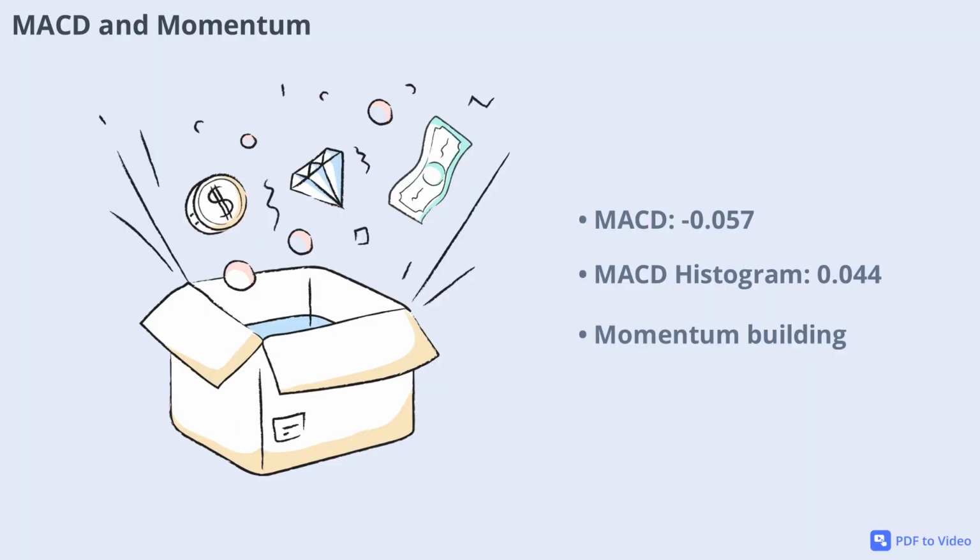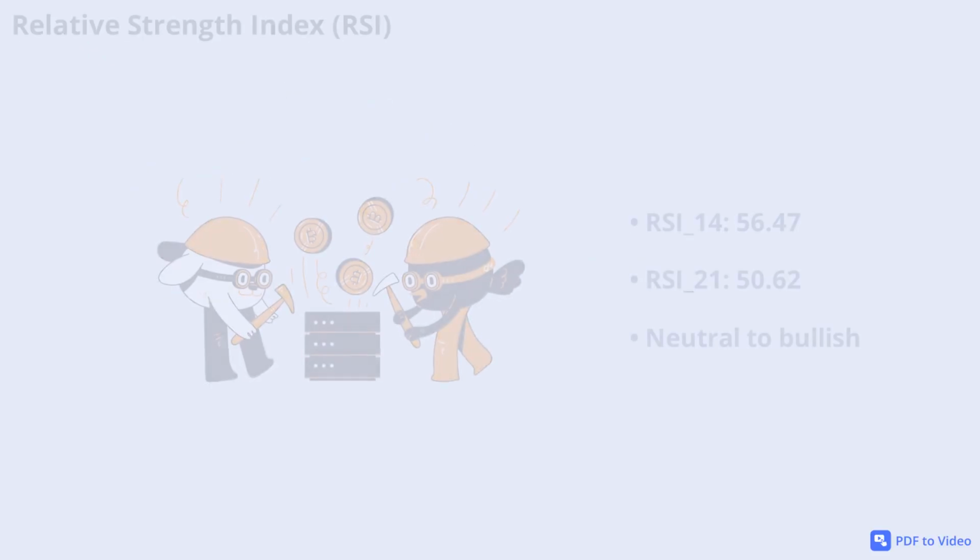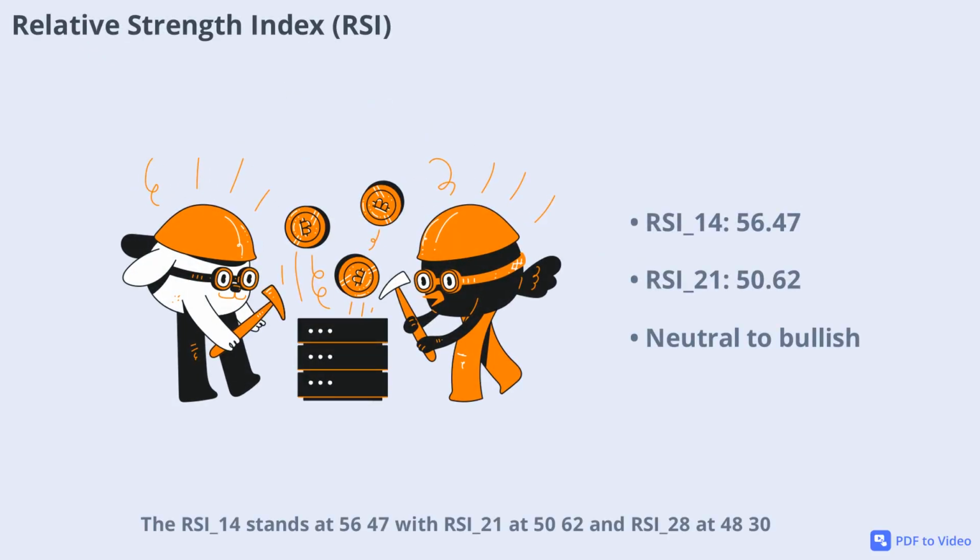Momentum indicators like ROC14 at 30.55 and Momentum 10 at 0.304 also point to renewed buying interest. The RSI 14 stands at 56.47, with RSI 21 at 50.62 and RSI 28 at 48.3. These values are in the neutral to slightly bullish range, suggesting that MNTS is not yet overbought despite the recent price surge. The RSI momentum of 9.54 indicates increasing strength, but not at extreme levels. This balance is important for traders watching for trend continuation or reversal signals.